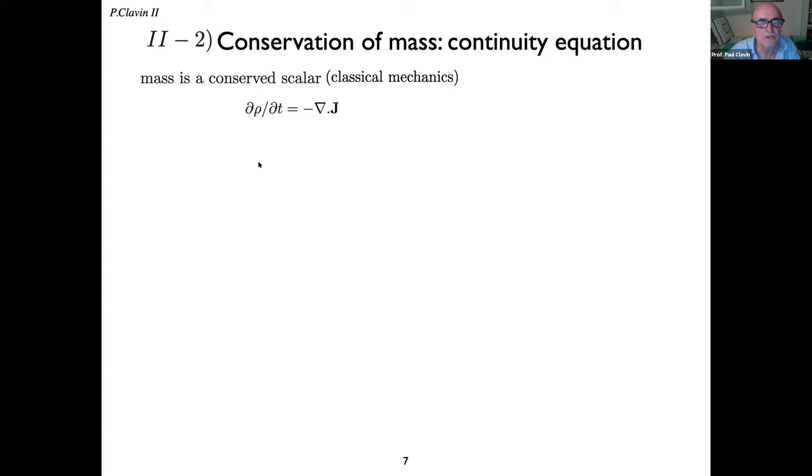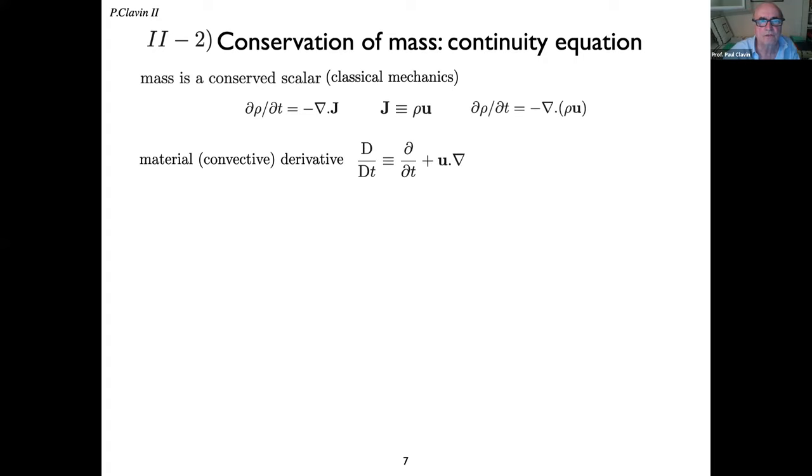Let's continue the lecture on conservation. Let's go to the conservation of mass.